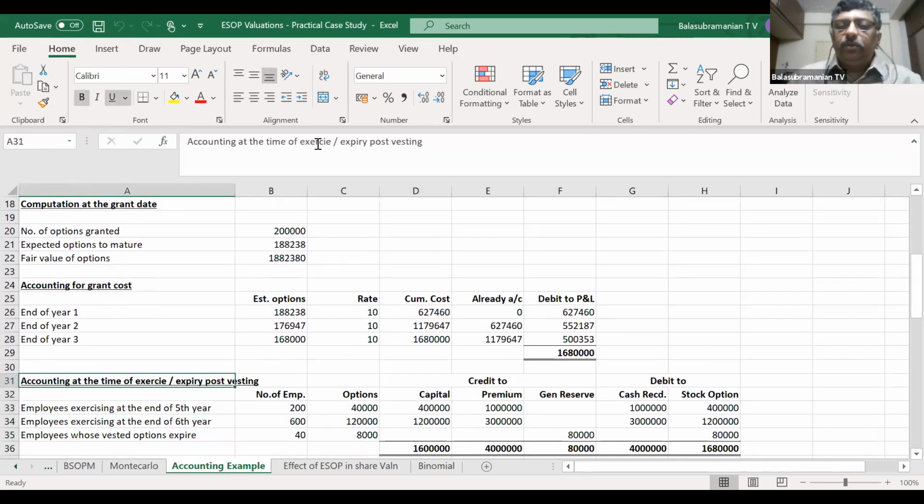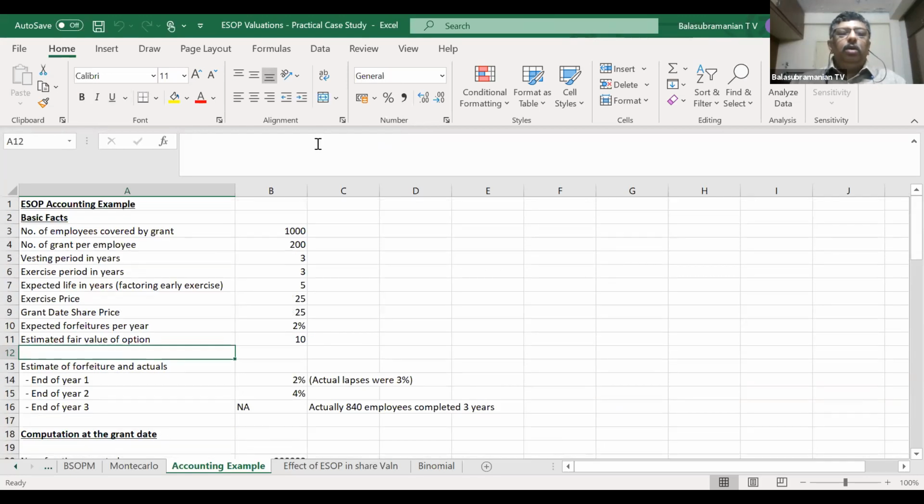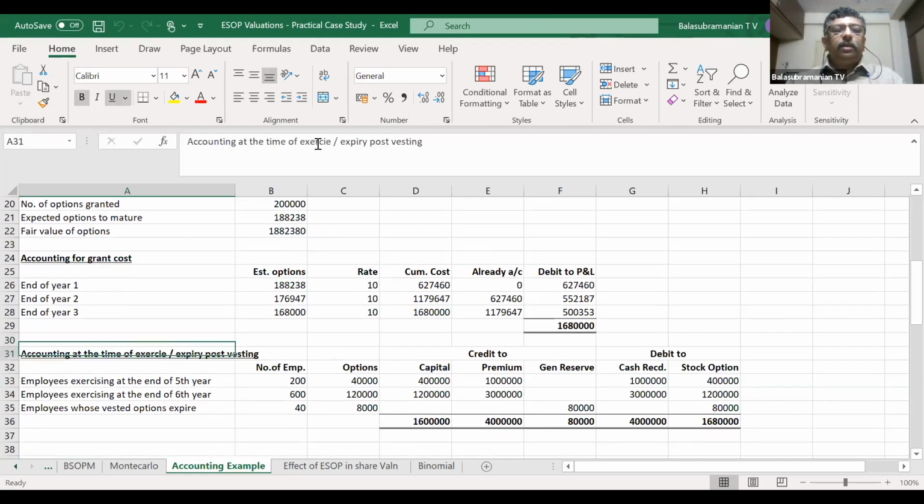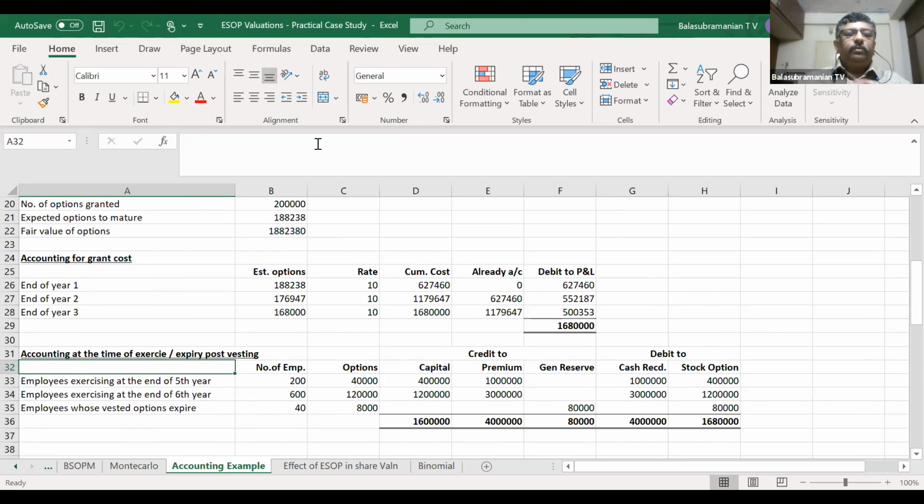Then let's look at the next step. Now, what we have seen is how the cost is booked. 168 is booked as cost. By the time vesting is done in 3 years, 168 is booked as cost. Now let's look at what happens after that.